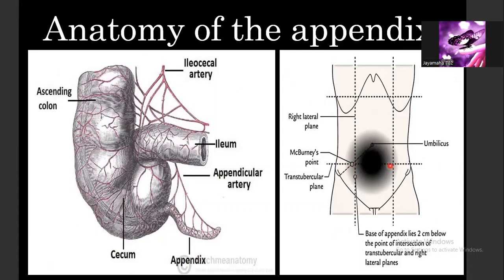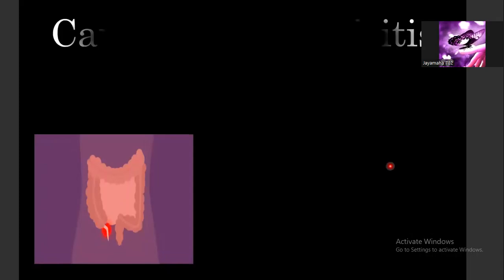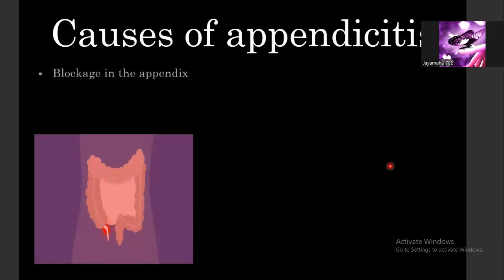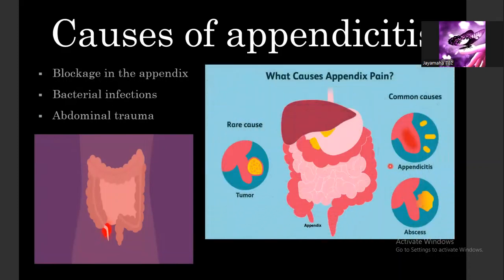So let's see what are the causes of appendicitis. The causes are blockage in the appendix, bacterial infections, and abdominal trauma. The blockage in the appendix occurs mostly due to stools, infections, or any other obstructions.